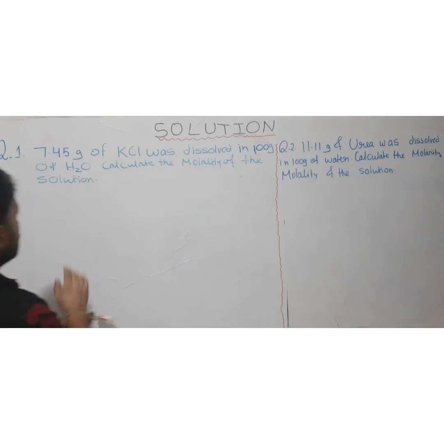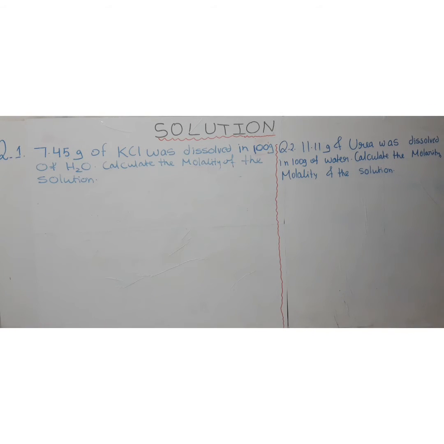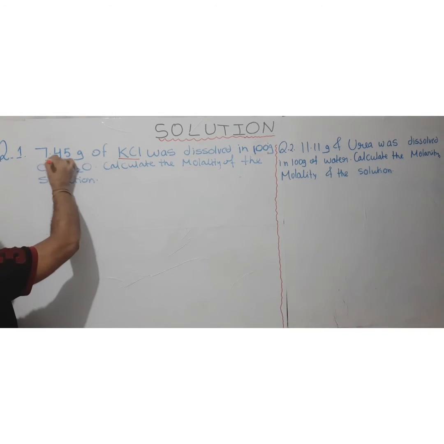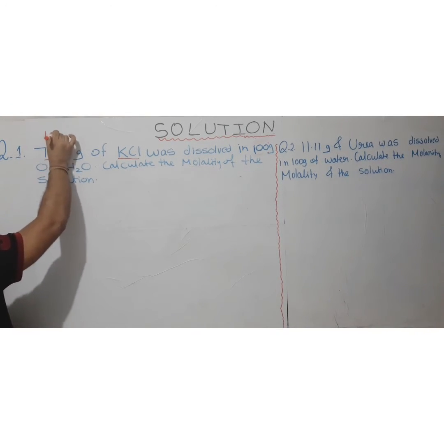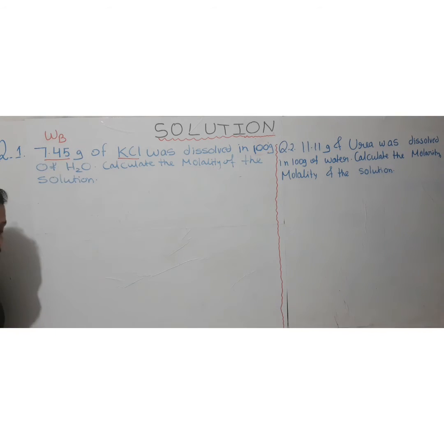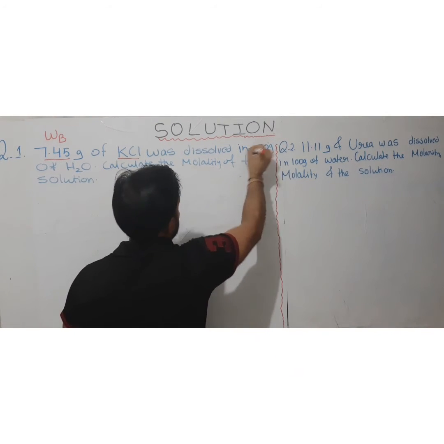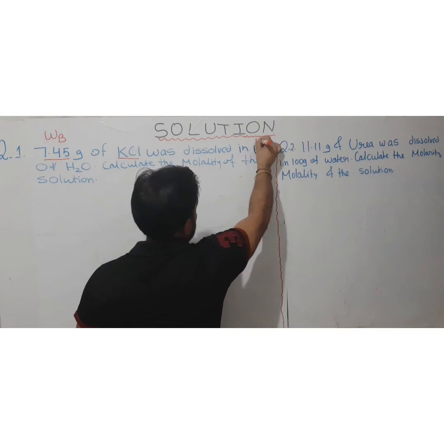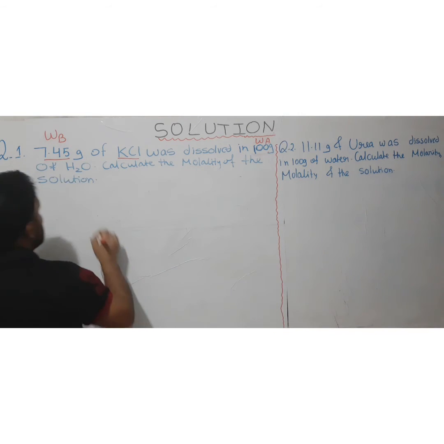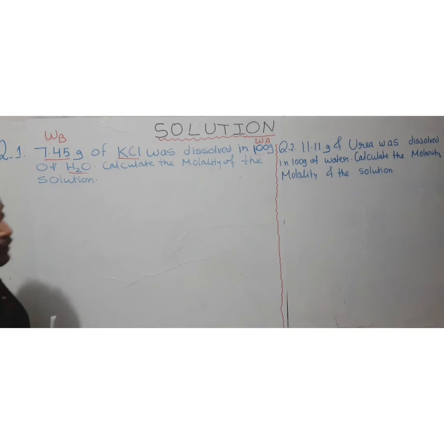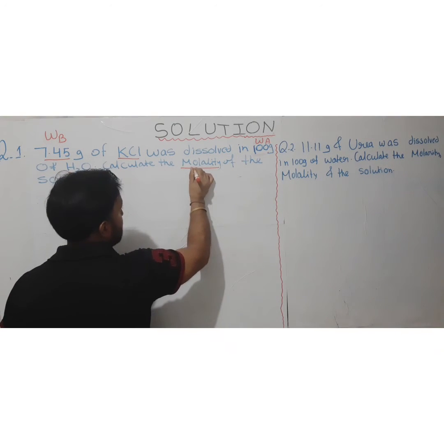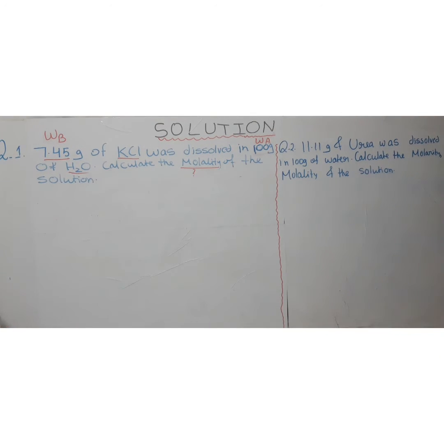Okay, so the first question is: 7.45 gram of KCl was dissolved in 100 gram of water. So first we identify what the solute is here. Our solute is KCl and its amount is 7.45, so we have identified our mass of solute. Then it is dissolved in 100 gram of water, that is our solvent, and it should be represented as WA. Now what do you have to calculate? You have to calculate the molality of the solution. So like that I have identified.